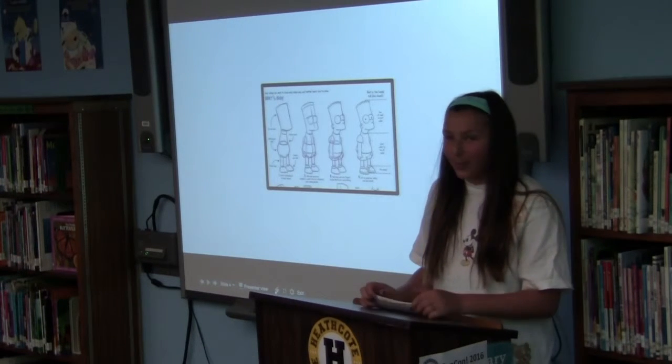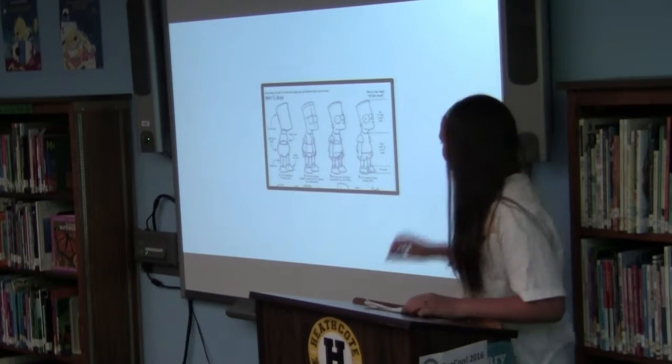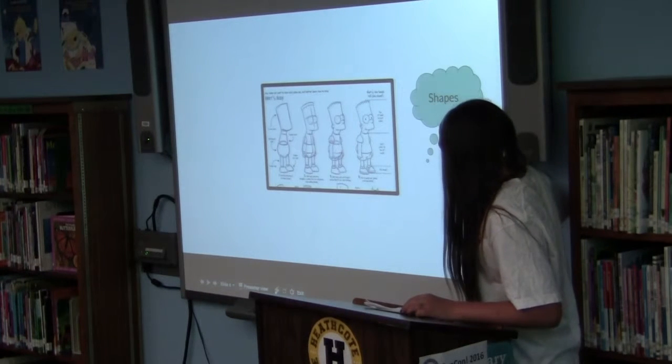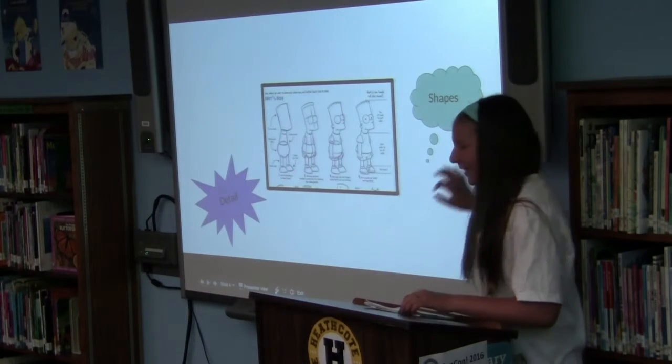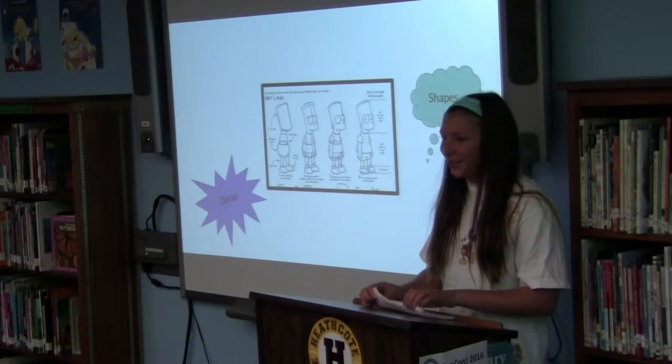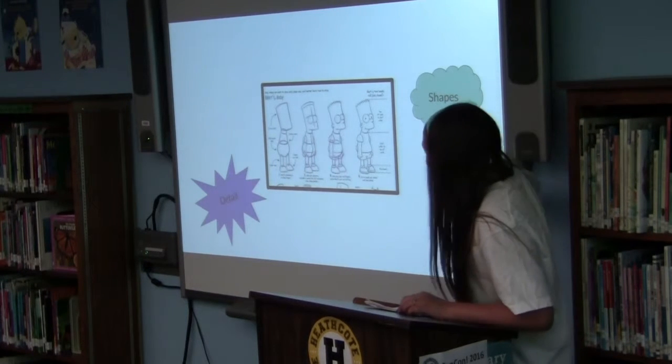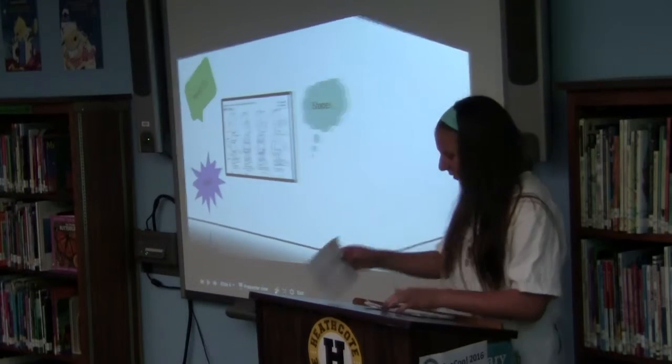Here we see the creation of Bart's body. At the beginning of the process, we can notice shapes and then we get more into the details of his body. Next, we notice measurable extents such as length, depth, and height, also known as dimensions.